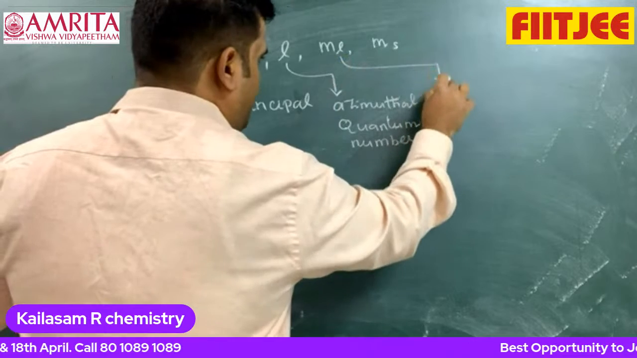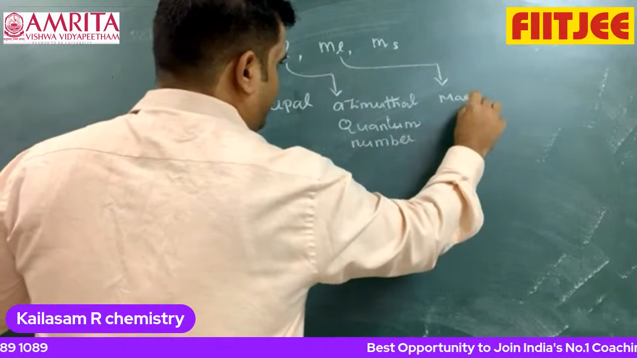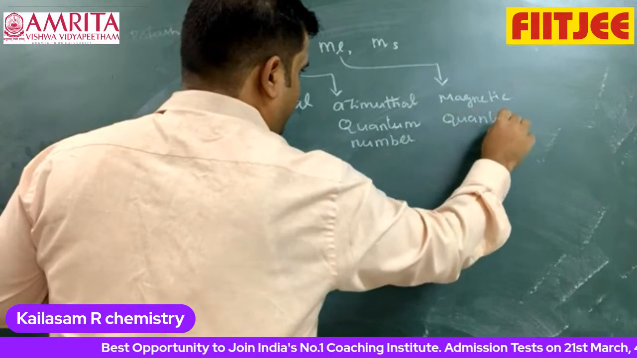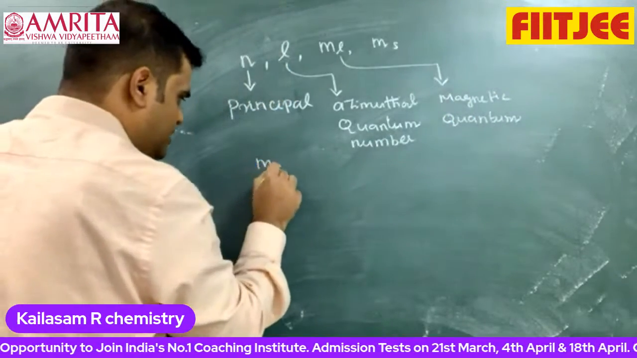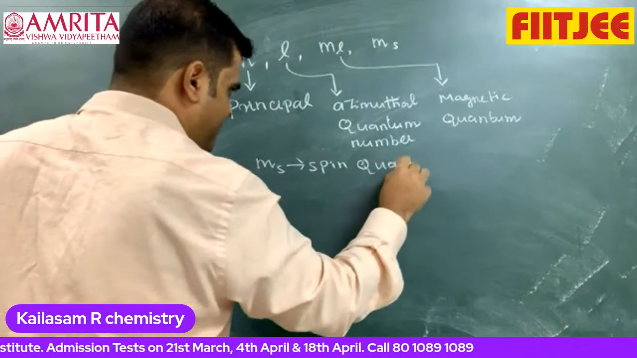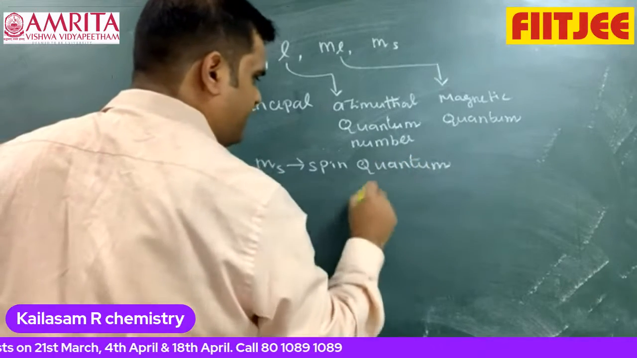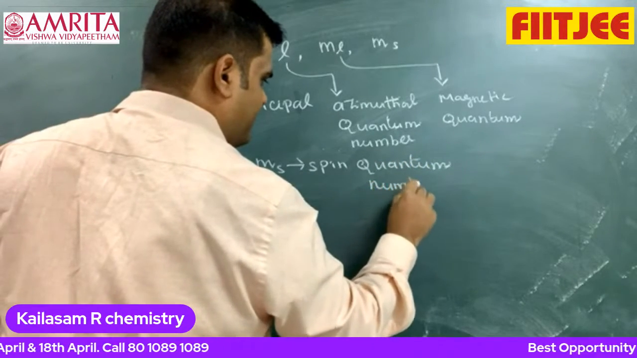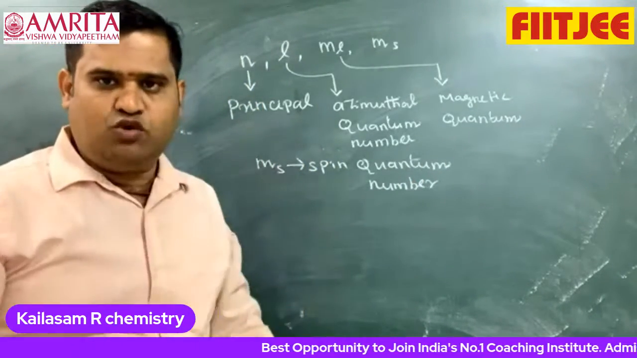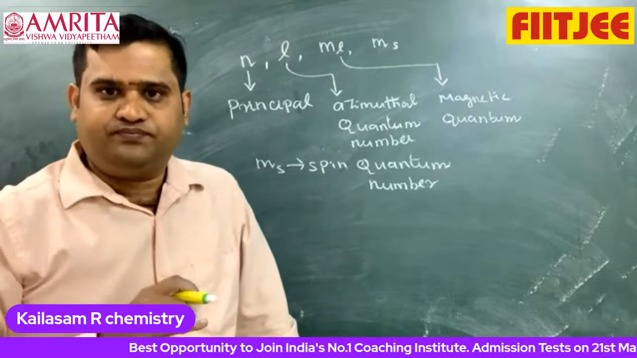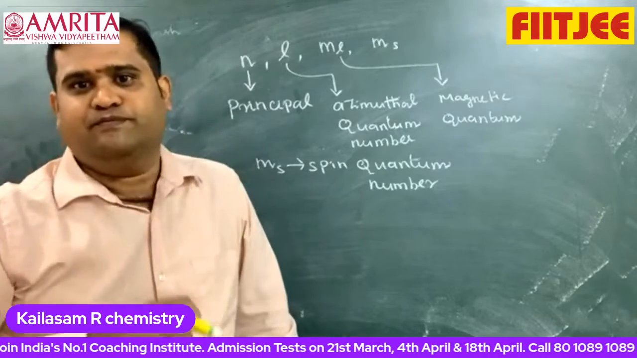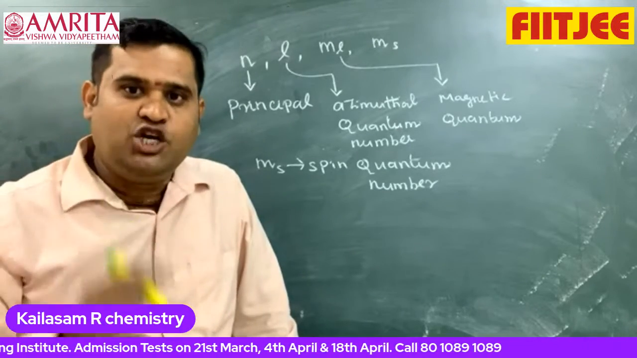What is m? It's called magnetic quantum number. And what is ms? It's called spin quantum number. Listen carefully. The principal quantum number gives information about the energy of the shell, the energy of the orbit. That means n talks about only the orbit, the energy of the orbit.